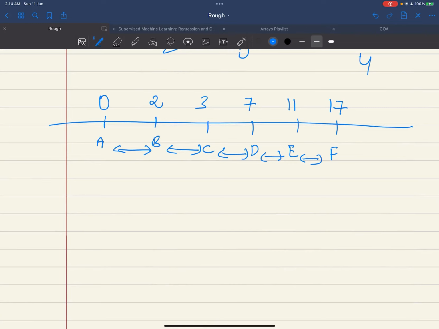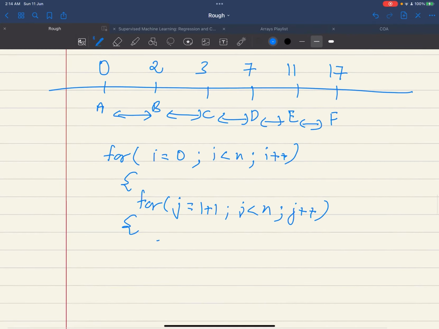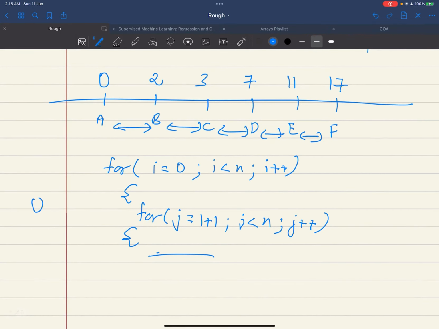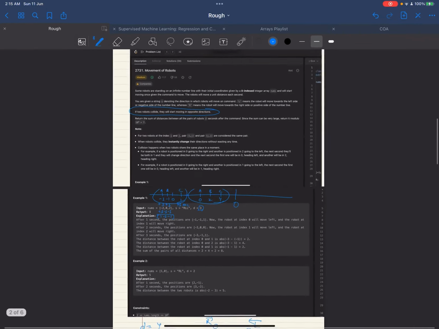We want to calculate the sum of the distances between pairs. If you do the brute force approach, you need to use two for loops. The pseudo code would be something like i++, then another for loop, j equals i plus 1, j less than n, j++, and then you will get all the pairs. This will be an order of n square solution, and we will be doing it in order of n log n.